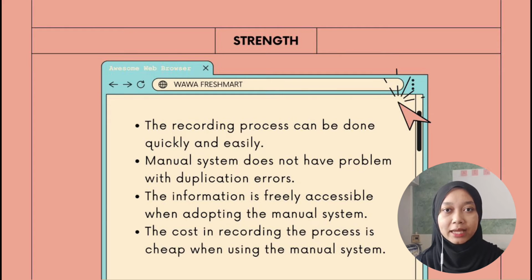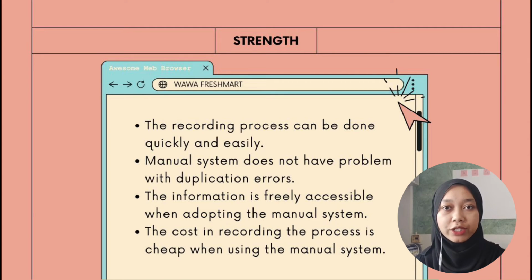Some entrepreneurs are adept at tracking data using ledger sheets but are less at ease with computer systems. The manual accounting system is easier than the computerized one because it does not have any problem with duplication errors. Compared to the computerized accounting system, it may be possible that the person in charge of the recording makes a mistake. For example, they may duplicate the wrong file and utilize an out-of-date set of numbers when using the computerized system. Plus, the information is freely accessible to anyone who requires it when adopting the manual system.